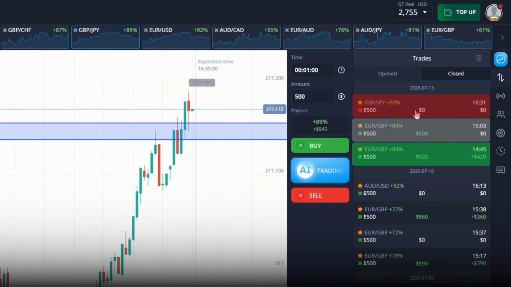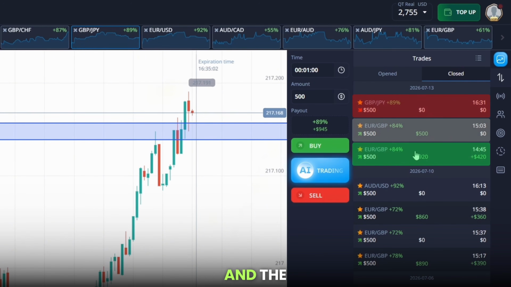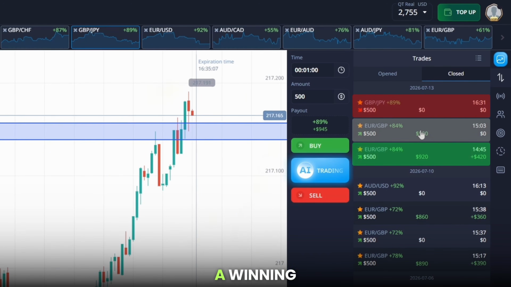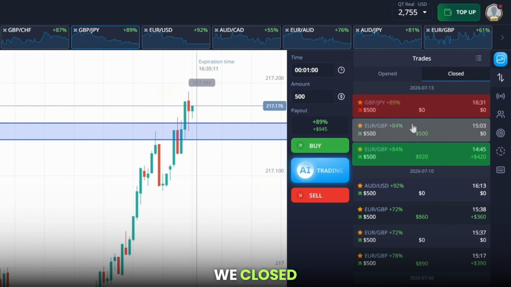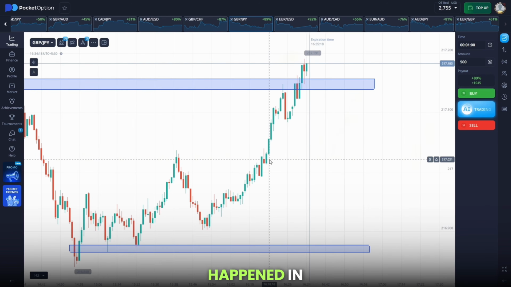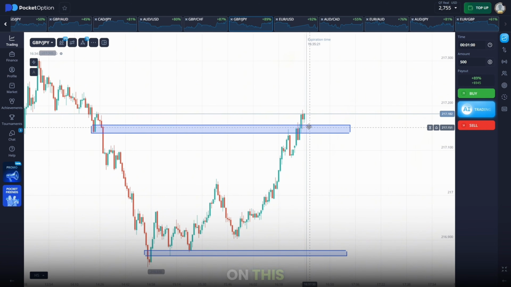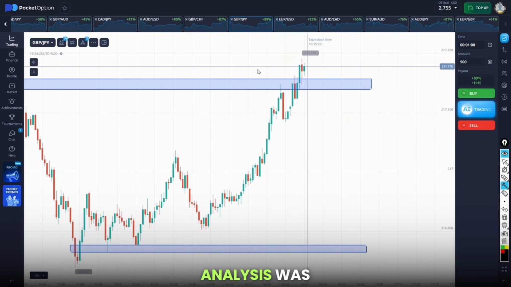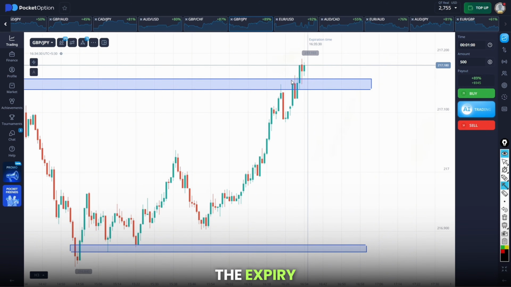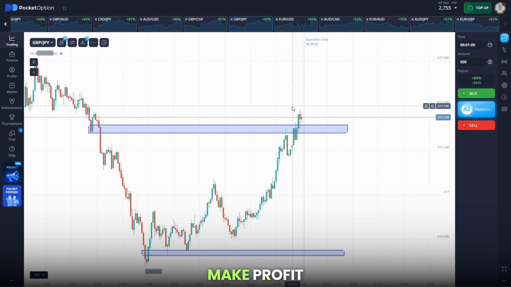One was a loss, the last trade was a break even, and the first trade was a winning trade. The second trade, which was a break even, was actually a winning trade, but because the expiry was not aligned, we closed that trade at break even. Otherwise our analysis was correct, and we expected the same thing that happened in the chart. On this chart also, my first analysis was to take a reversal here, which was actually correct. The second analysis was again correct, but because the expiry is fixed, we can't make a profit in this trade.